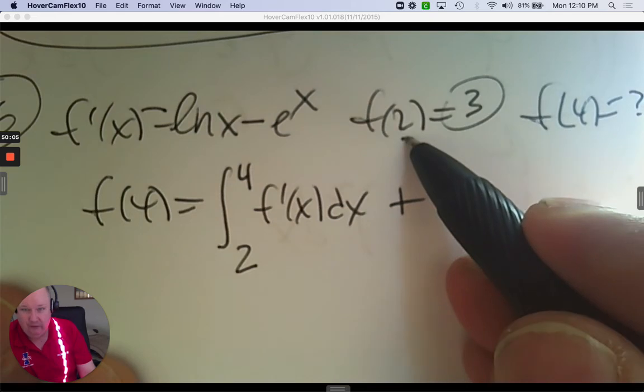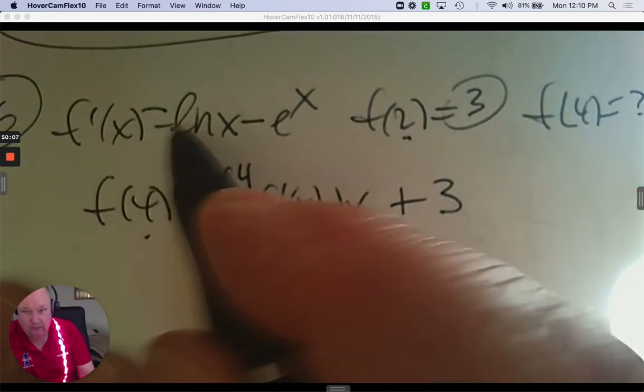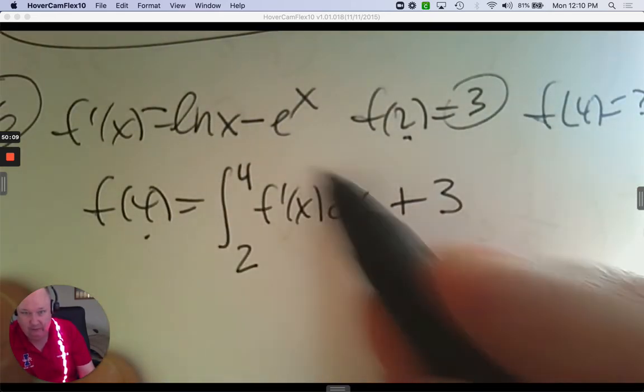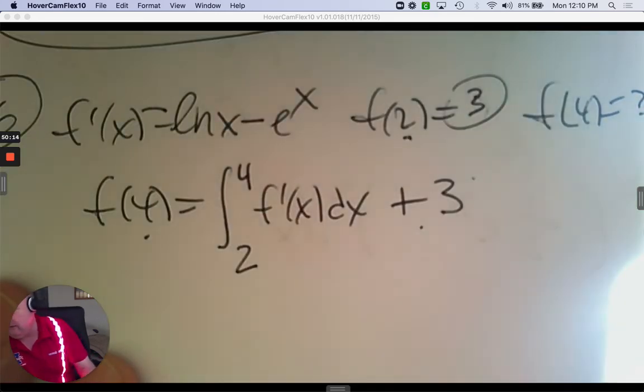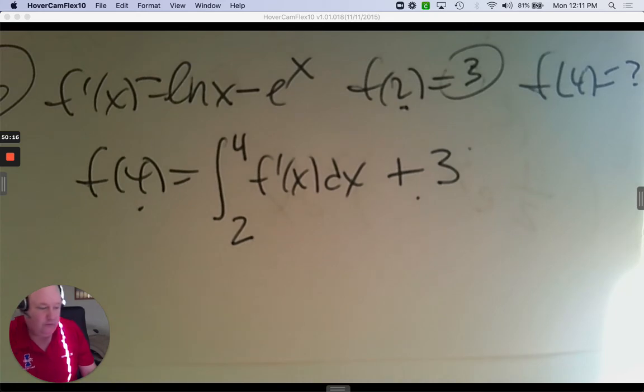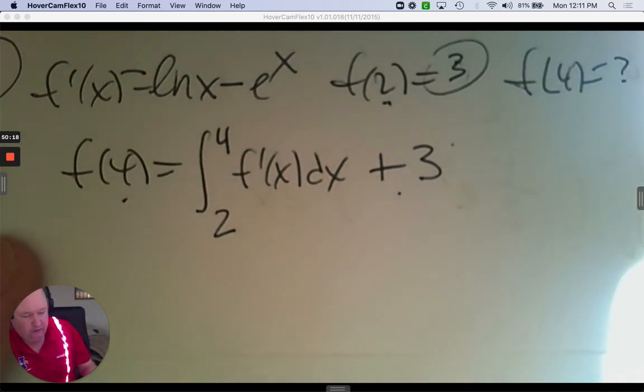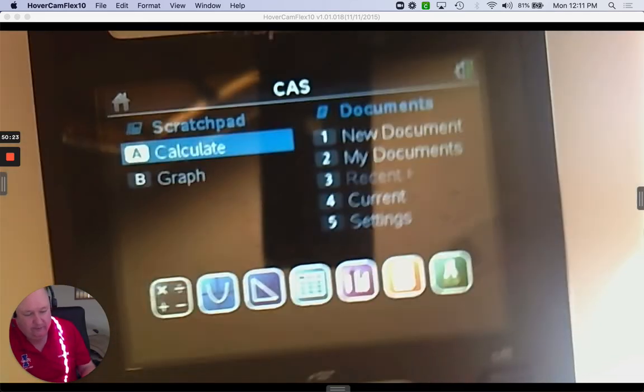So again, I'm going to integrate from 2 to 4, the derivative. That will tell me the increase or decrease. And then you add the starting value of 3, and that's what you put in your calculator. Now, I've charged my calculator, so this should work now. So we're almost there before that sun gets me. So here, this is what it would look like in your calculator.